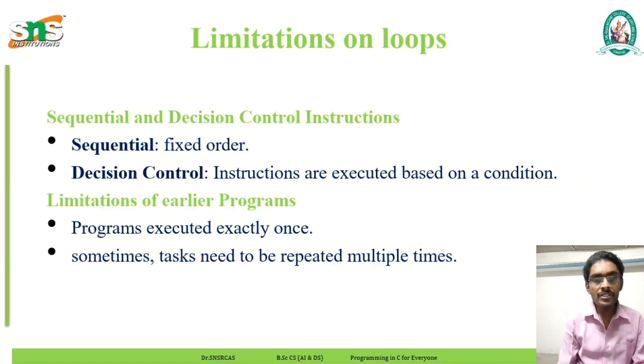Basically, the number of iterations may be known at the beginning itself, or you can give conditions inside the looping statements to exit from the loop. So there are certain limitations on loops. Let's go regarding sequential and decision control instructions. Sequential calculations are carried out in a fixed order, and decision control is where an appropriate set of instructions is executed based on the outcome of a condition. The limitation of the existing programs is that they execute the same series of actions exactly once, and often some tasks need to be repeated multiple times with variations. The variations may be given as conditions during runtime.